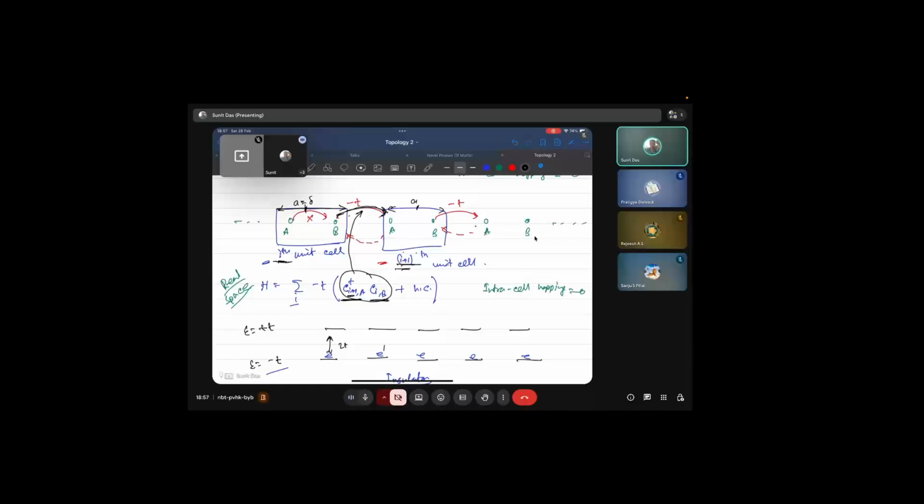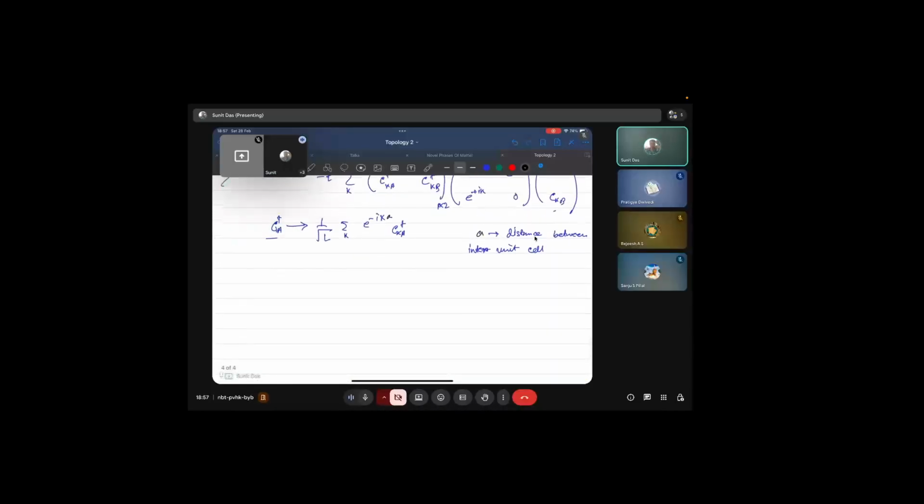So in the picture it doesn't look like this, but if you read about the tight-binding Hamiltonian, it will become more clear. So that's how the a comes into the picture, e to the power ika.